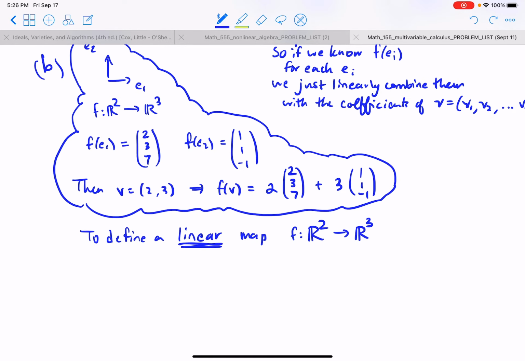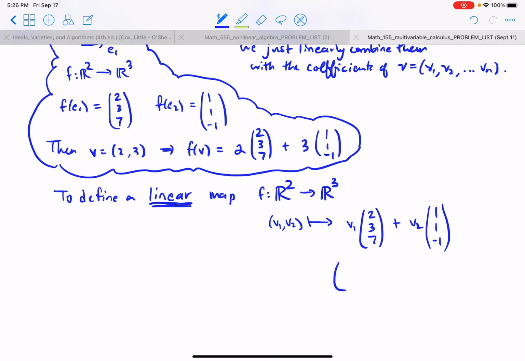So in particular, let's take an arbitrary element, v1, v2, and map it to v1 times 2, 3, 7 plus v2 times 1, 1, minus 1. And if we want, we can write this in the usual form. In that form, what's the first component? It's going to be 2v1 plus v2.